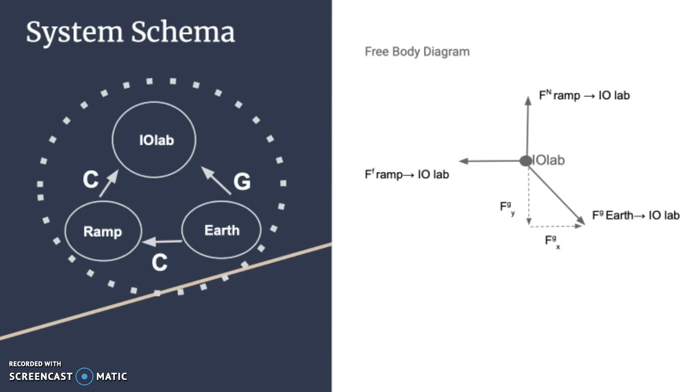In our system, we included the IO lab, the earth, and the ramp. There's a frictional force from the ramp that opposes the motion of the IO lab, a normal force from the ramp onto the IO lab, and a gravitational force on the IO lab from the earth. Because we made the x-axis parallel to the ramp surface and the y-axis perpendicular to the ramp surface, the force of gravity can be divided into x and y components.